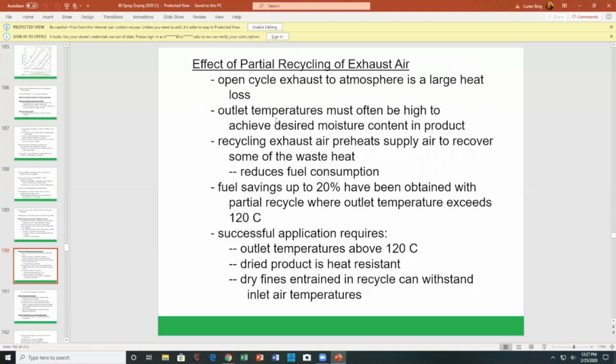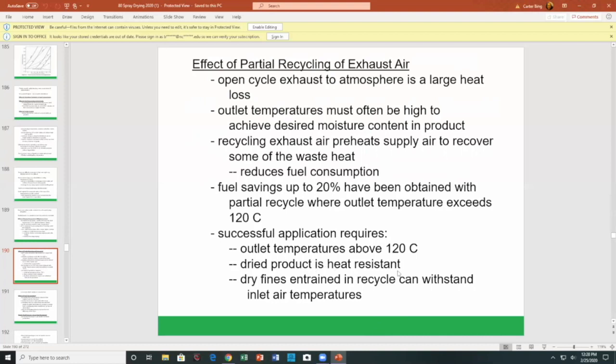Effective partial recycling of exhaust air. Open cycle exhaust to the atmosphere is a large heat loss. Bam, a large heat loss. Outlet temperature may be high enough to achieve desirable moisture content. Recycling exhaust air preheats the air supply to recover some of the waste heat and reduces fuel consumption. It's a good thing. Less heat loss to the environment, which destroys the environment or helps the environment, but assume it destroys the environment. Fuel savings up to 20% have been obtained with partial recycle where the outlet temperature exceeds 120. 120 means there's a lot more heat in there. If it's 110, not so much. Right? Successful application requires above 120.